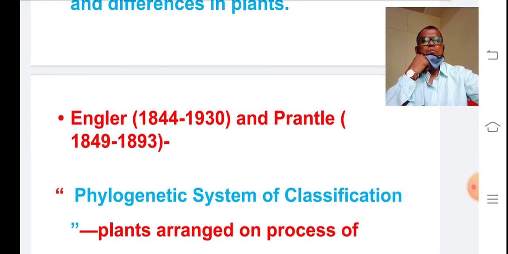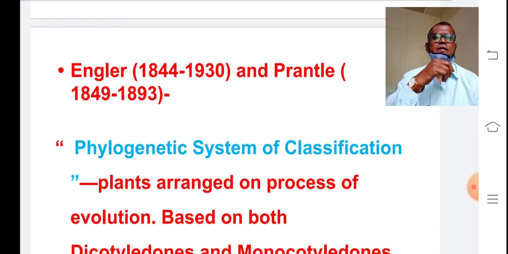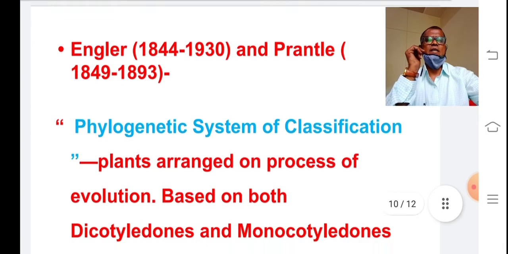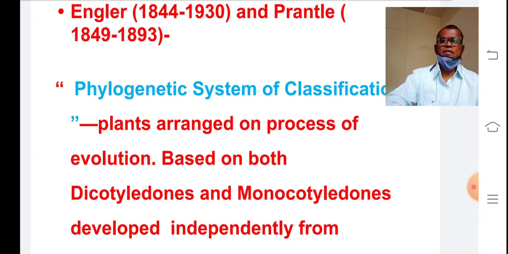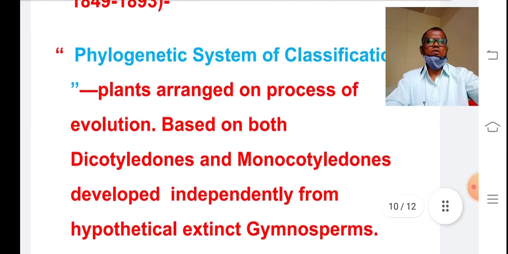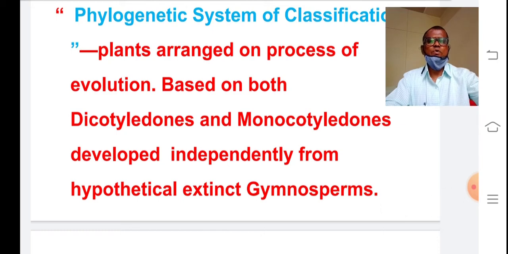Then we are going to see the system of Engler and Prantl. Engler 1844 to 1930, Prantl 1849 to 1893. So they gave the phylogenetic system of classification. Here the plants are arranged on the process of evolution. Evolution means the study of the history, and it is based on the dicotyledons and the monocotyledons. They developed independently from the hypothetical extinct gymnosperms. So gymnosperms were dominant, and therefore they are to be considered.